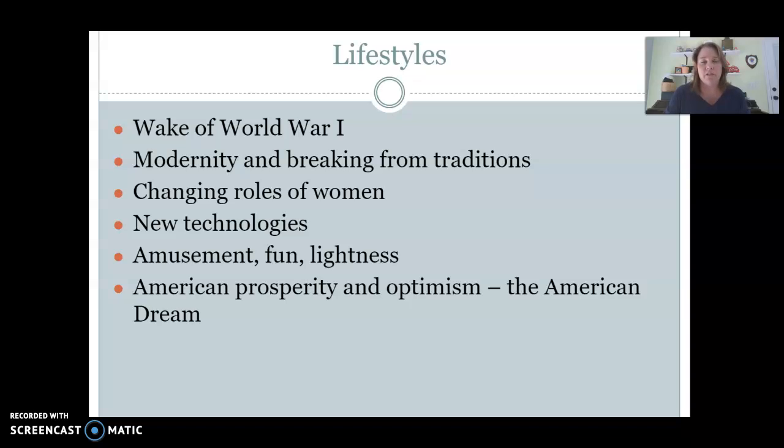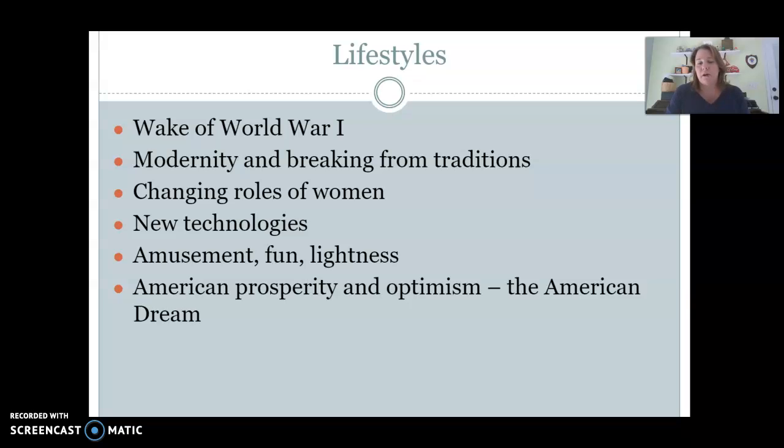There were new technologies that were being developed, like the radio and film. And this was a period where people tried to escape the horrors of the war. So they turned to amusement and fun and lightness in an effort to get away from the horrors of World War I. They turned to dancing and music and alcohol in order to escape some of those harsher realities.